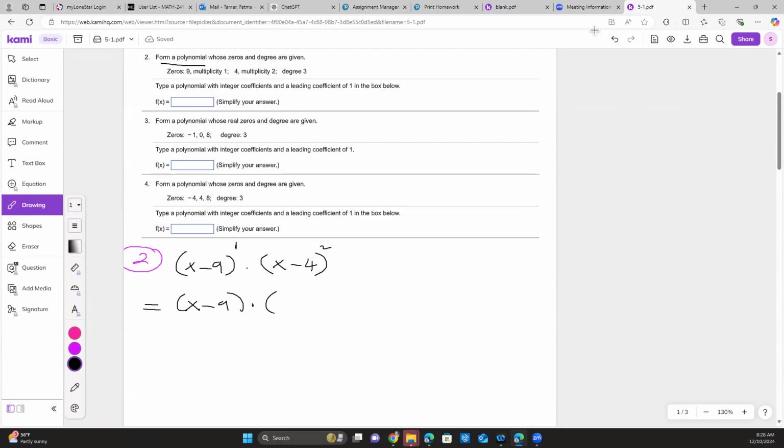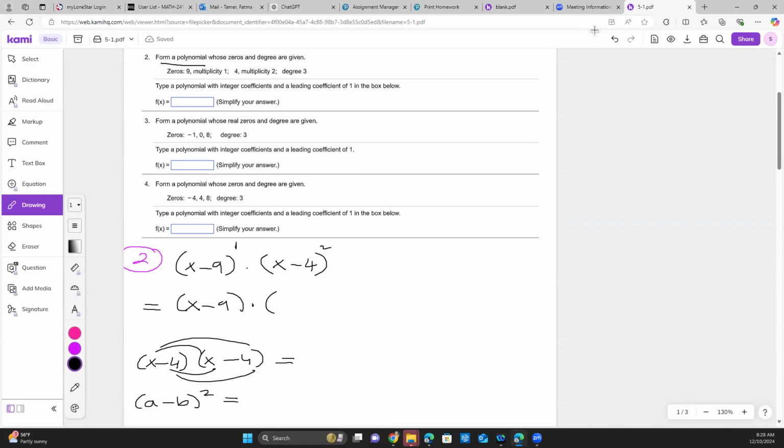One option will be to write (x minus 4) and (x minus 4) and then do the FOIL method as I showed earlier, okay? Or there's a formula we can always use when we are working with this type of binomials.